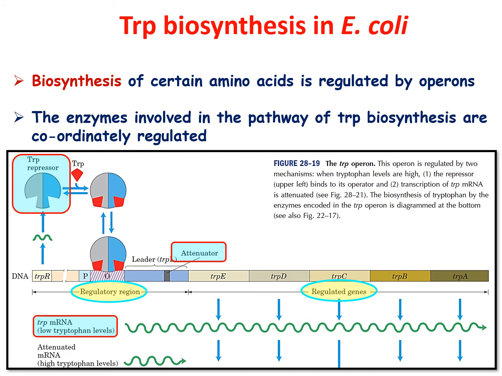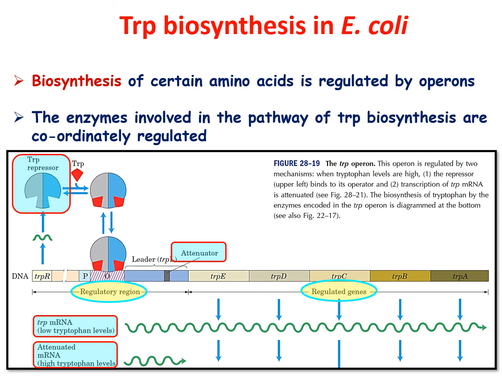So the complete trp mRNA is formed and all the enzymes required for the synthesis of tryptophan are available and tryptophan is synthesized. Whereas when there is plenty of tryptophan available in the cell, attenuation takes over the role of repression of the trp operon and a truncated mRNA is formed which does not contain any of the structural genes.